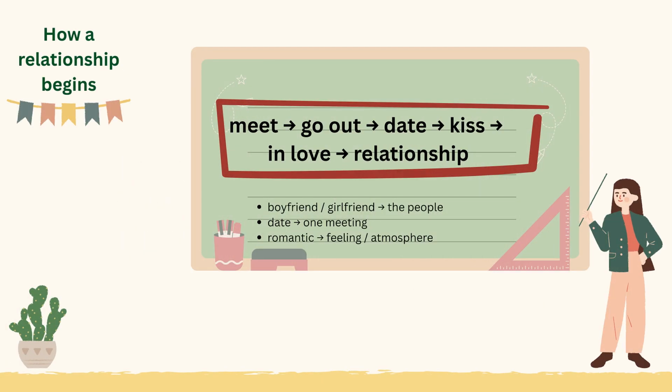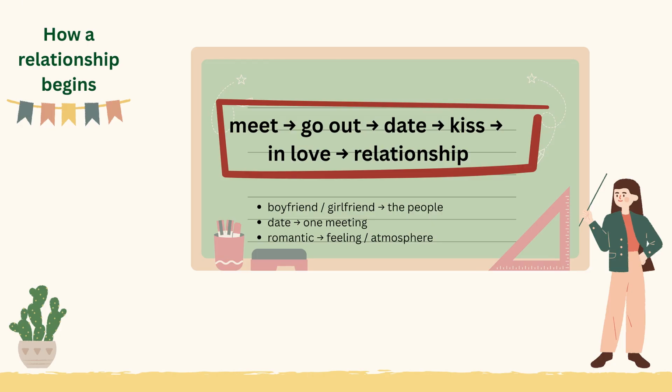In the next slide, we are going to fill in the missing words in a short text about love and relationships. But before we do that, let's understand the story behind the text. This paragraph follows the natural order of a relationship. First, two people meet. Then they start going out. They go on a date. The situation becomes romantic. Maybe they kiss. They fall in love. And finally, it becomes a relationship.